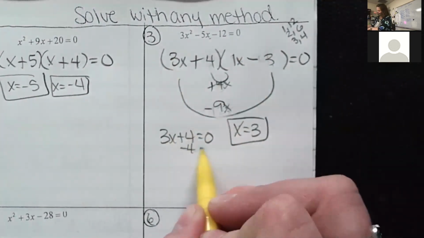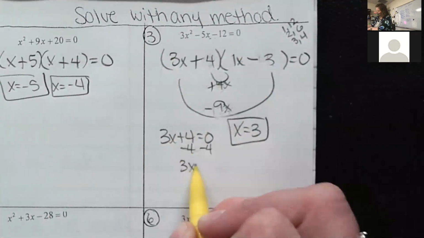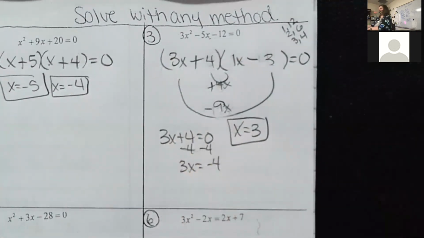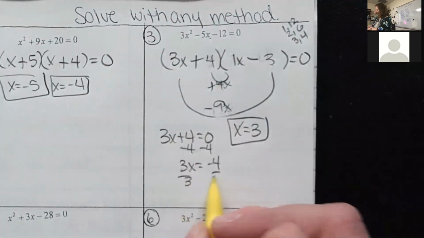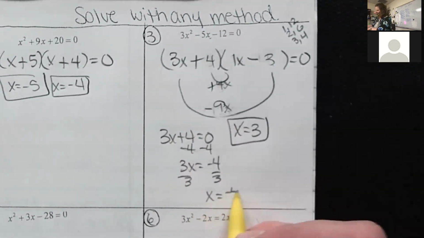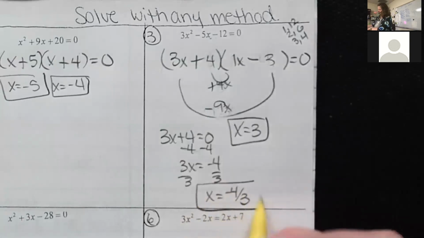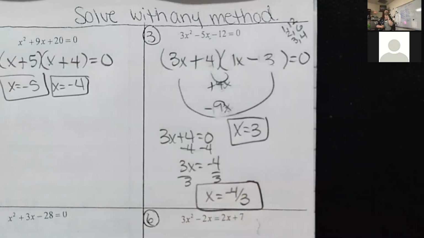Well, I'm going to subtract that 4 over. I'm just going to solve like I normally would. 3x equals negative 4. Divide by 3. Oh, negative 4/3. Leave it as an ugly fraction. Don't make your life harder than it needs to be. So my two answers are negative 4/3 and 3.